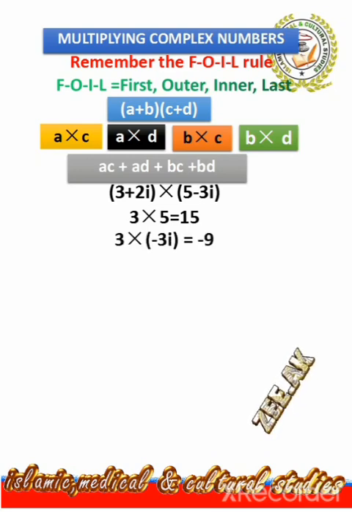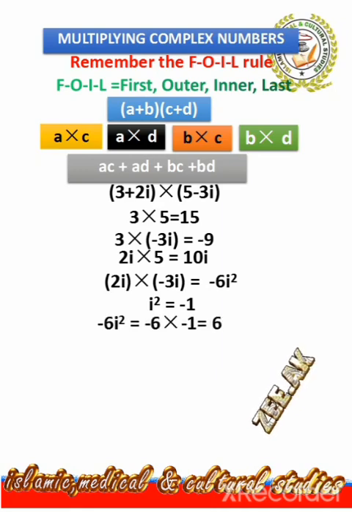Inner, the product of the two inner terms is 2i multiplied by 5. This product is 10i. Last, the product of the last terms is (2i) multiplied by (-3i). This product is -6i². Recognize that i² is equal to -1. So the value of -6i² is -6 multiplied by -1, which is 6.